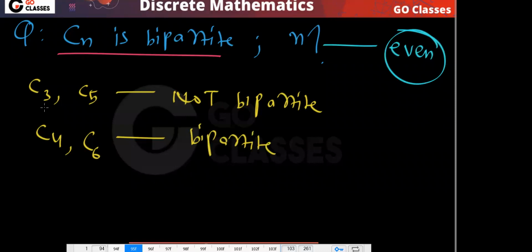Because we have already seen that C5, C3 are not bipartite, and C4, C6 are bipartite. So Cn is bipartite if and only if N is even. And what about Kn? If Kn is bipartite, then what can you say about N?